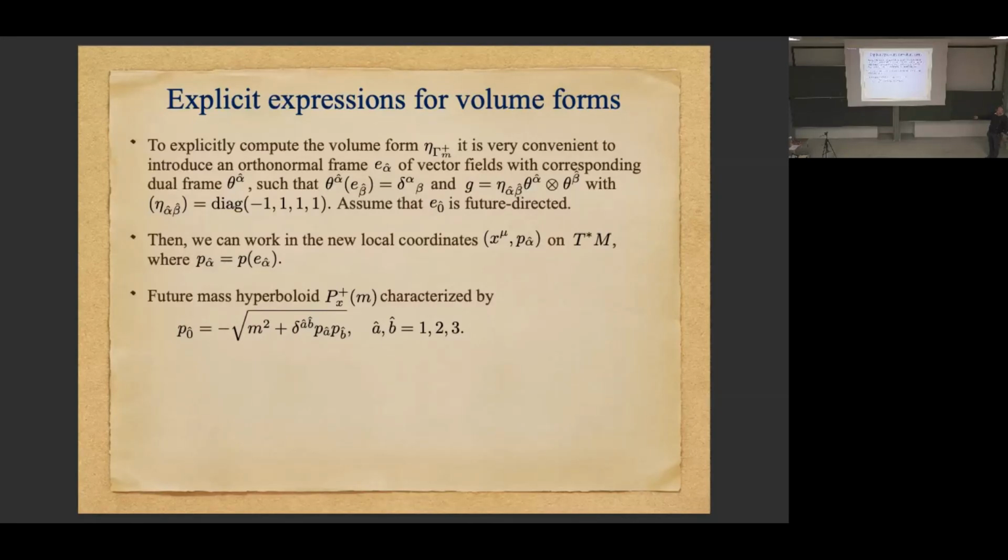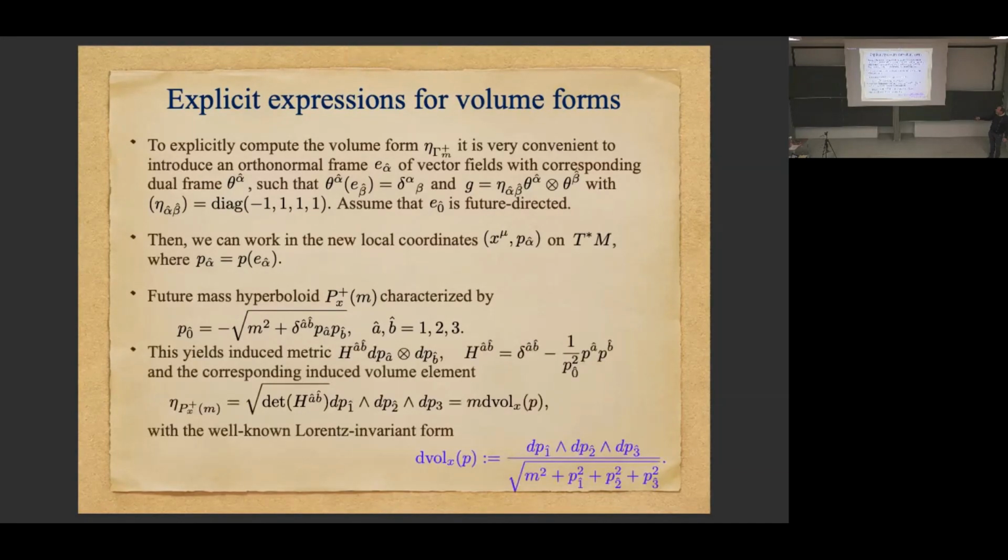Okay, the minus here comes from the fact that, remember, to be future directed, that means when I raise the index, then this should be future directed. That should be positive. So if I lower the index, I get this minus here. That's where it comes from. But this is now very easy to characterize the future mass hyperboloid or the mass shell. And first, you can compute now the induced metric from this condition, and then you get this expression here.